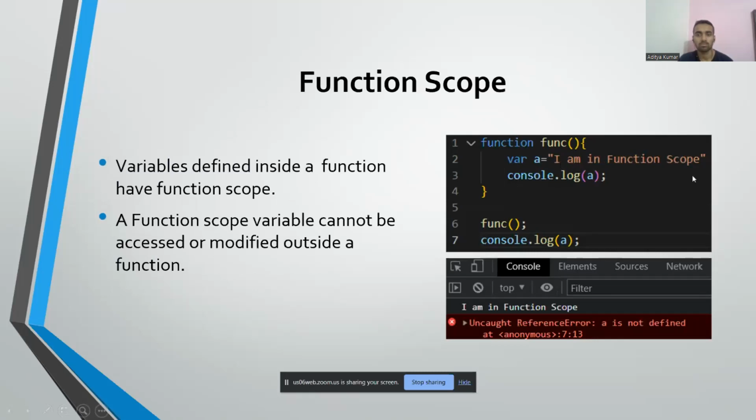I'm in function scope. I'm console logging it inside the function. As I call the function, I get the output: I'm in function scope. But if I console log it outside the function, I get the error that it is not defined. So basically, it shows function scope variables can only be accessed within the function.